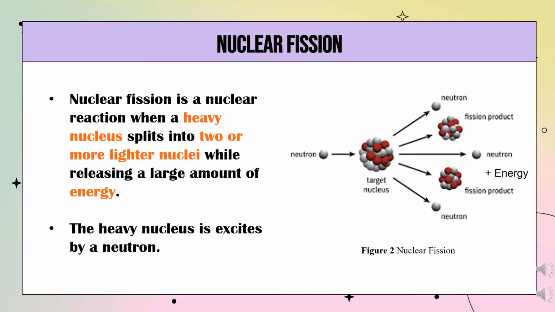In nuclear fission, a neutron is bombarded to excite the heavy nucleus. Now, look at figure 2. We can see the target nucleus, which refers to the heavy nucleus, is bombarded by a neutron. The bombardment has caused the target nucleus to split into two small nuclei, or usually called lighter nuclei, and produce three neutrons as well as a large amount of energy.